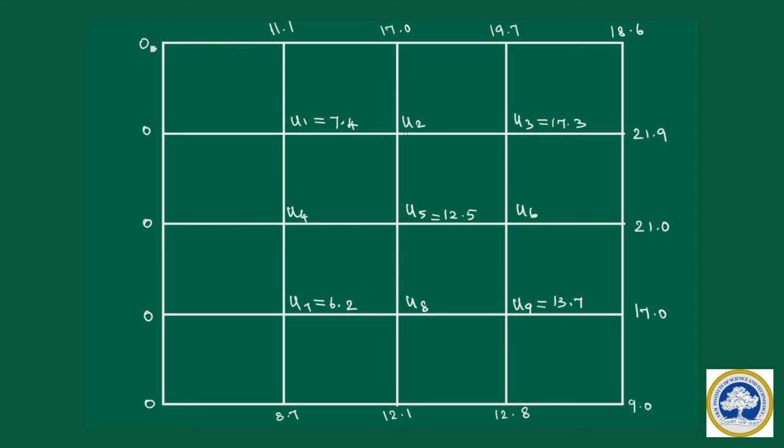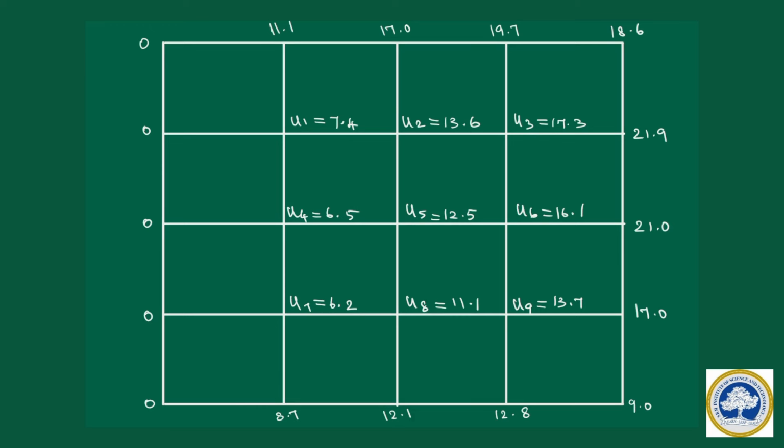Because for U2, if you apply the standard 5-point formula, U1 is 7.4, next 17 is the boundary value, U3 is equal to 17.3 and U5 is equal to 12.5. So all the values are known. Using this we can calculate U2 by the standard 5-point formula. Similarly, U4 gives you 6.5, U6 is 16.1 and U8 is 11.1. So these are the 9 values under the first iteration.